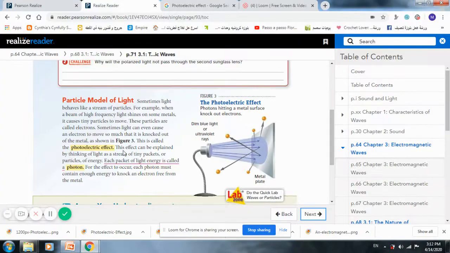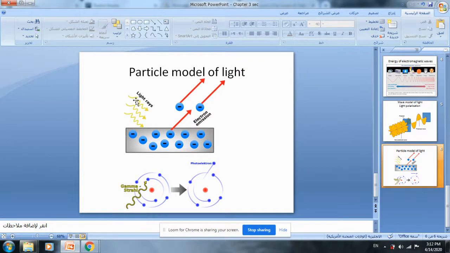So this effect can be explained by thinking of light as a stream of tiny particles. As I said before, here you have to think about bouncing between two particles. Light is a particle, and the electron is also a particle. The result will be the emitted electron or particle of energy. Each packet of light energy is called a photon. Yes. Now, light consists of photons, not particles or electrons. Light consists of photons.